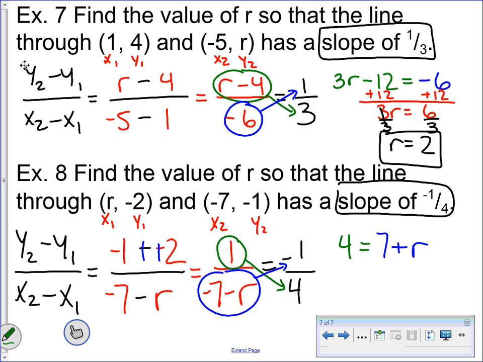And then we only need one step to solve this. Subtract 7 from both sides, and we get r is equal to negative 3. And that's our missing value. All right, so this was slope and rate of change.